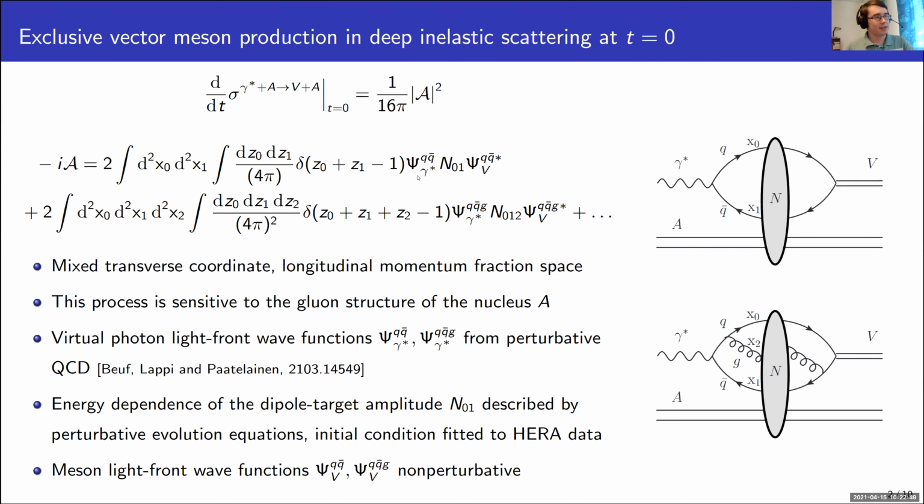To calculate this, we need these wave functions and the dipole amplitude. The virtual photon wave functions we can calculate using perturbative QCD. For the dipole amplitude, we have energy evolution equations describing its energy dependence. These evolution equations also need an initial condition that is usually taken from a fit to HERA data. Finally, we need the vector meson wave function, which is unfortunately non-perturbative.